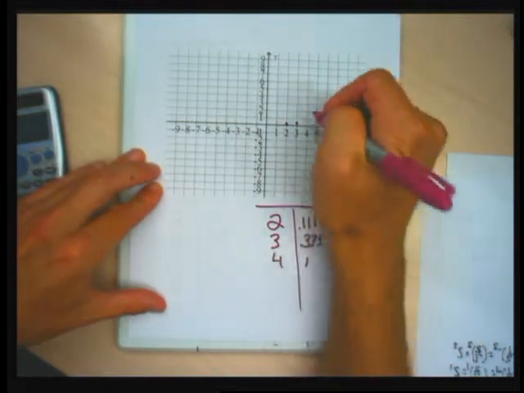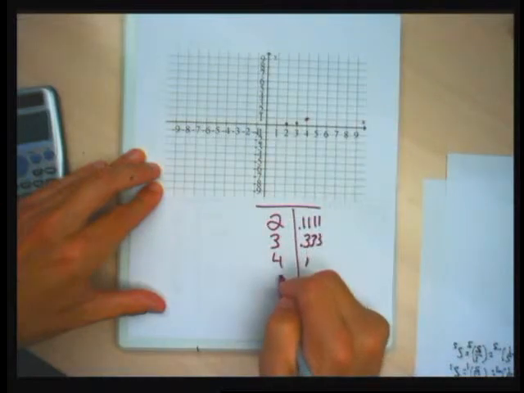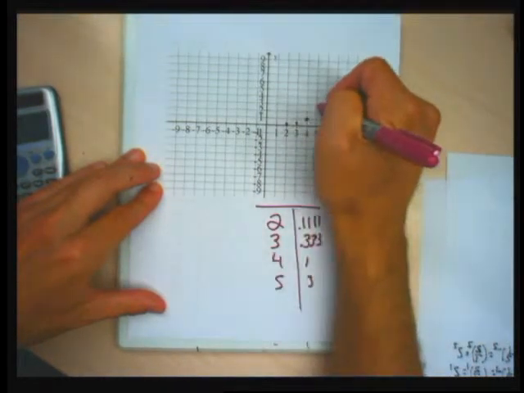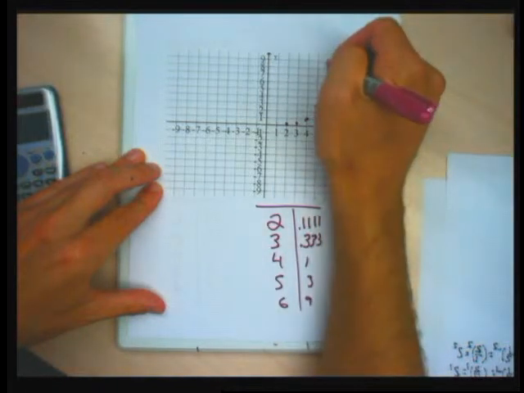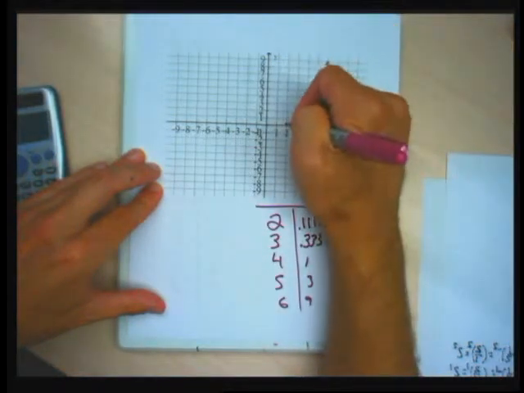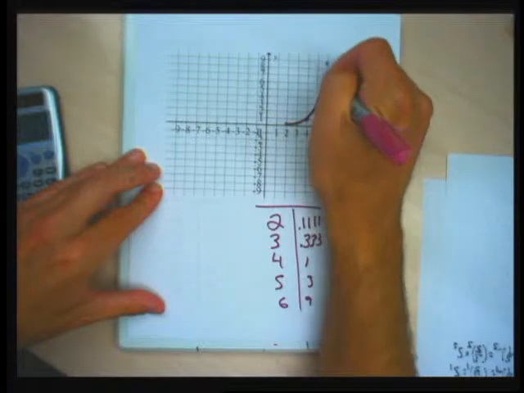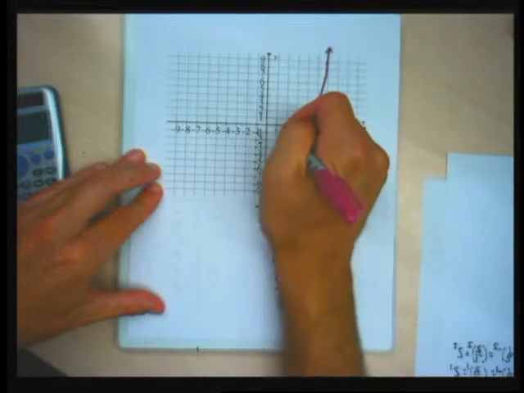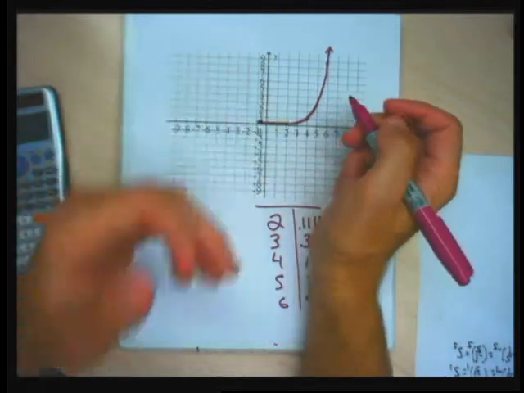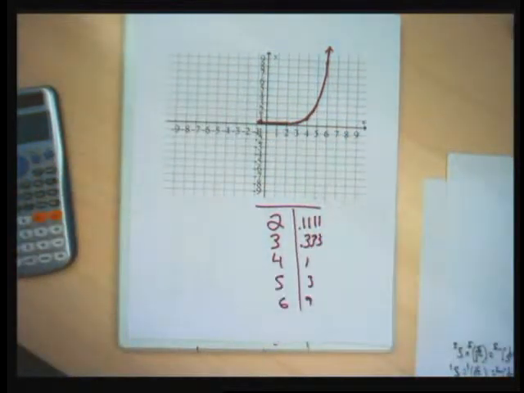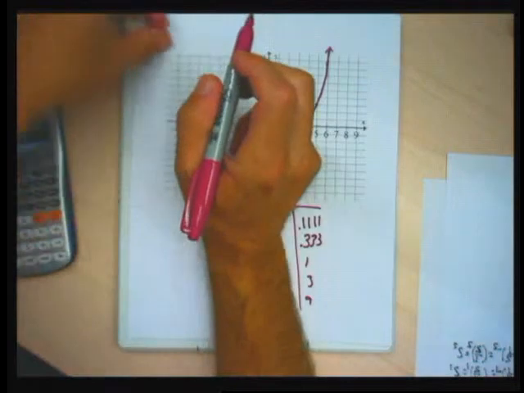And then 4 and 1, 5 and 3, and 6 and 9. So what this one does is it gets really high, really fast going off to the right, and then going off to the left, kind of like the first problem. It's always going to stay above the x-axis. It's never going to dip under the x-axis.